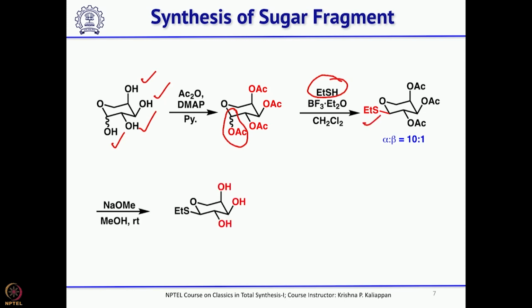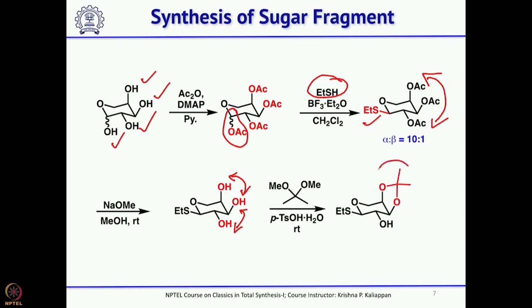Okay. So, once you have that, the 3 secondary acetates can be easily hydrolyzed by treatment with sodium ethoxide in methanol. Now, if you look at this triol, these 2 hydroxyl groups are cis to each other and these 2 are trans to each other. So, one can easily protect the syn diol to get the corresponding acetonide under standard conditions.